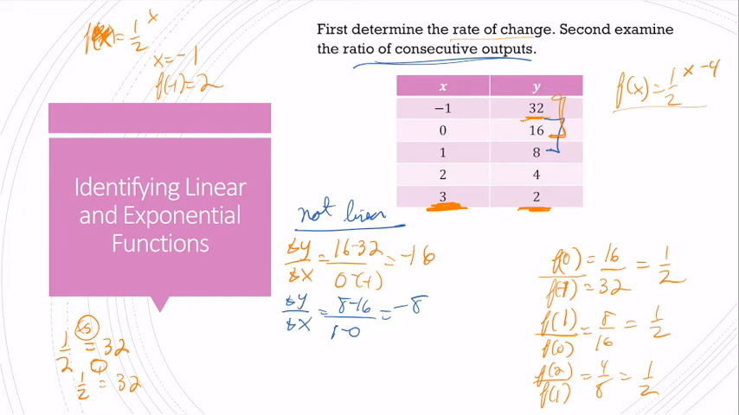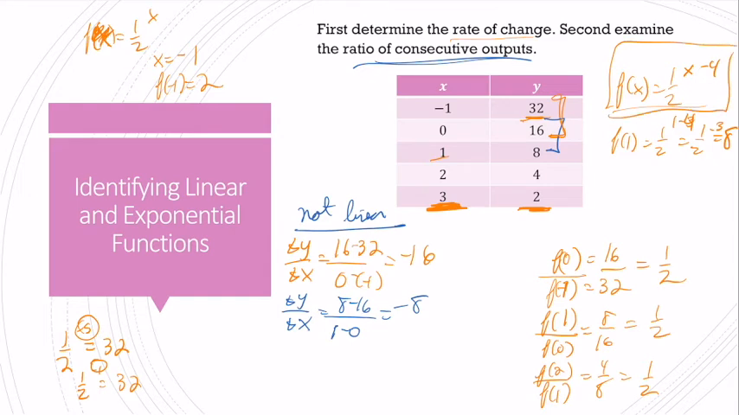And let's go ahead and verify that that's okay. Let's check it when x is 1. So if I have f of 1, that gives me 1/2 to the 1 minus 4, which is 1/2 to the negative 3, which would give me a positive 8. Okay, so we found the equation correctly.